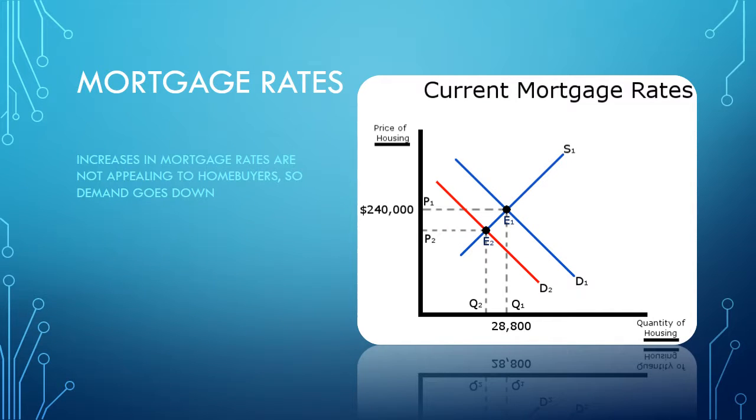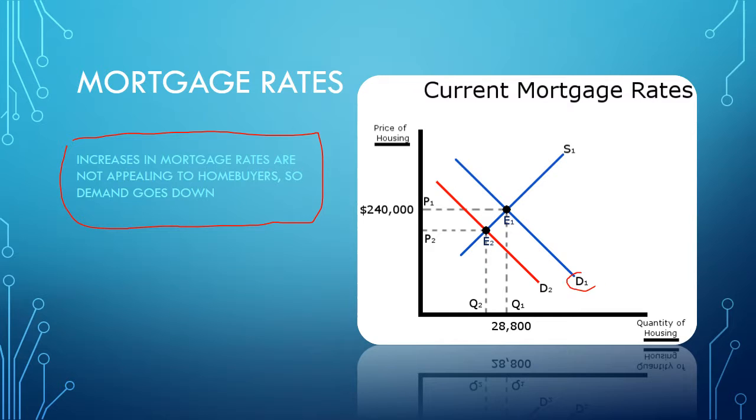So our second scenario involves mortgage rates. Now, using research that I did online, specifically from San Antonio Express News, I was able to find that mortgage rates are increasing in the San Antonio area. And I have it written down right here that increases in mortgage rates are not appealing to home buyers, so demand goes down. Basically, and I actually asked a realtor about this question, anything that involves higher house prices, people are not attracted to that. And that's stated here.